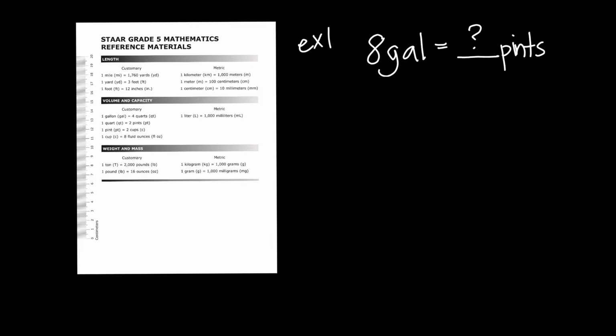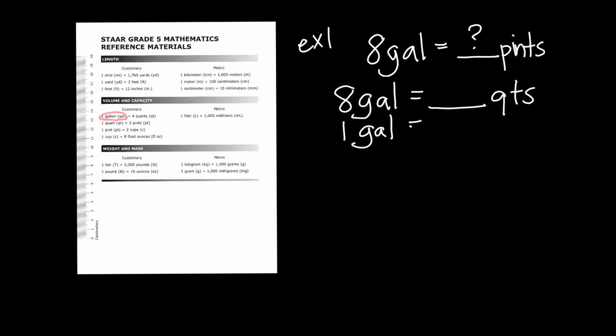So what I want to do is I'm first going to look at where I'm starting with. I know I have gallons. I'm told that I have 8 gallons. Well, I can change those gallons into quarts. So I'm going to have to change up my conversion. 8 gallons is equal to how many quarts? I can do that because I know that 1 gallon is equal to 4 quarts. So I'm going to use that. 1 gallon is equal to 4 quarts.